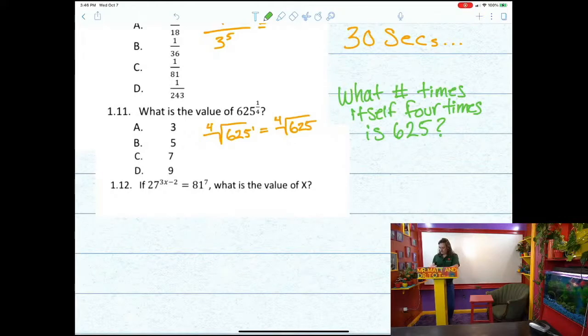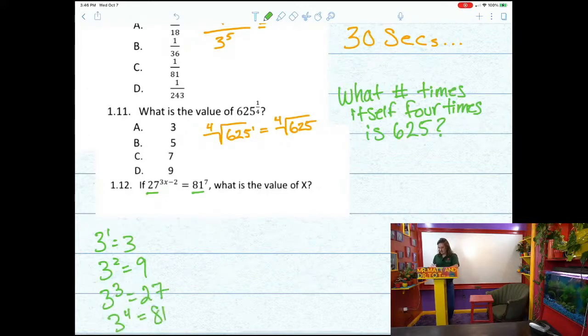And for 1.12, we don't have common bases here, but notice that 3 to the first power is 3, 3 squared is 9, 3 cubed is 27, and 3 to the fourth is going to be 81. So instead of 27, you can say 3 cubed quantity raised to the 3x minus 2 power. And instead of 81, you can say 3 to the fourth power quantity still raised to the 7th power. Okay, I'm going to give you one more minute.